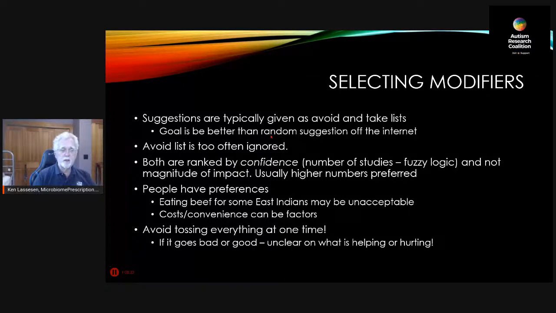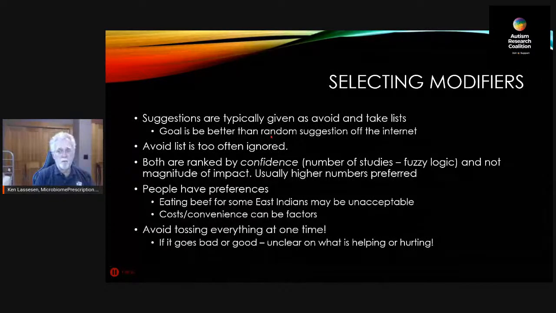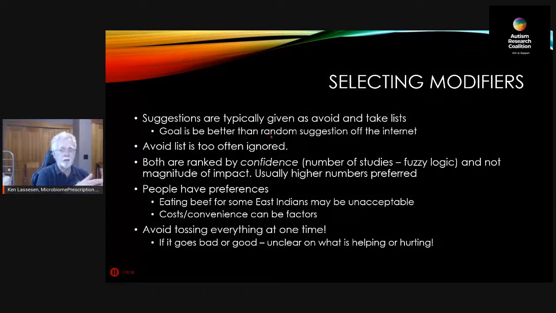We tend to rank things by confidence and not by magnitude of impact. Confidence is the key. We don't know, everything is fuzzy. So the best thing we can do is, this is the most likely, based on more studies saying it does cause this type of shift than something else. Most of the studies don't give relative impacts between things. Comparisons between two substances almost is never done or published in studies. People have preferences. Cost and convenience can be a factor. Key thing is avoid tossing everything in at one time. If you toss in a whole bunch of things and it goes bad or good, it's very unclear what is helping or hurting. Do things one at a time and keep track.